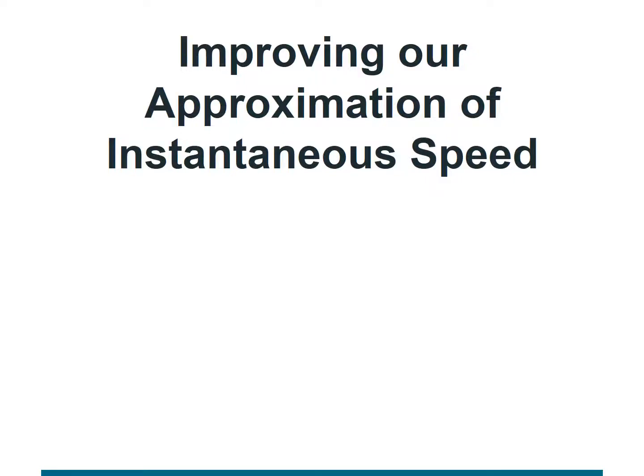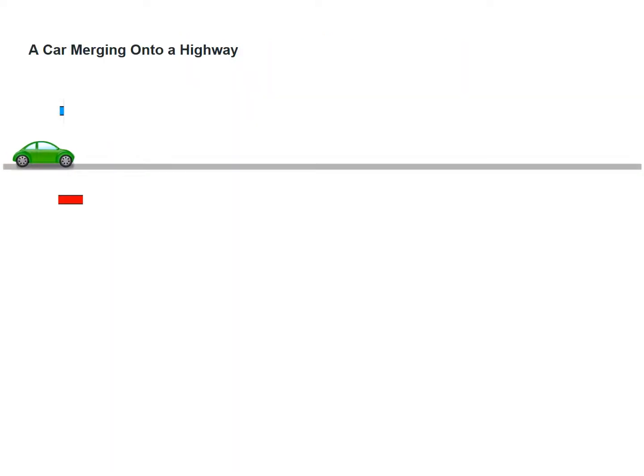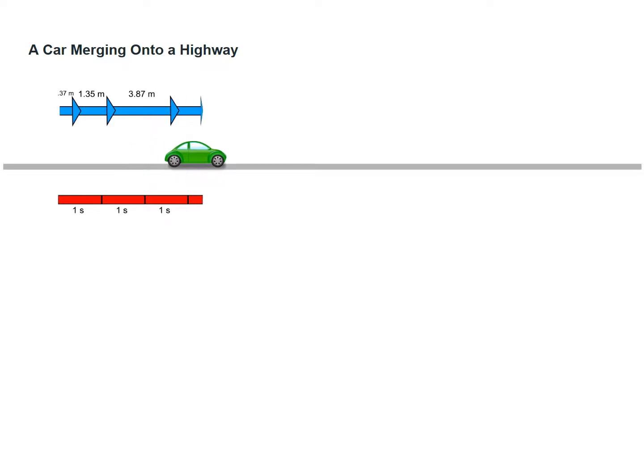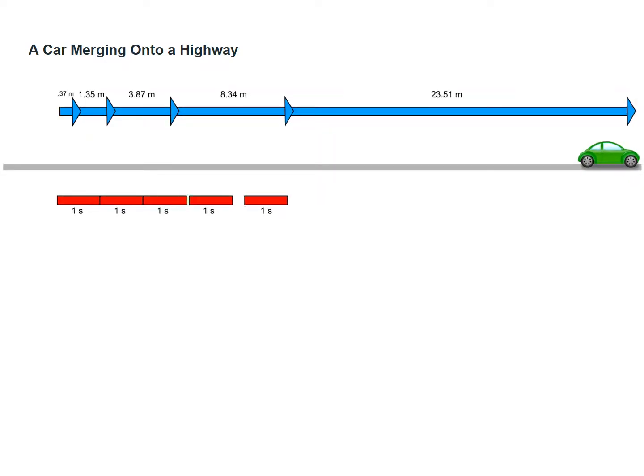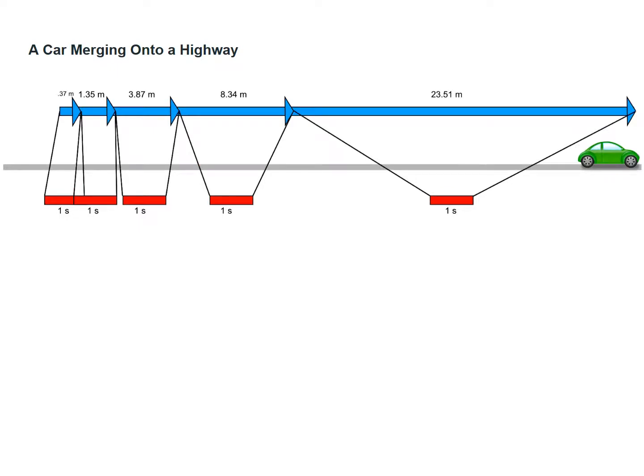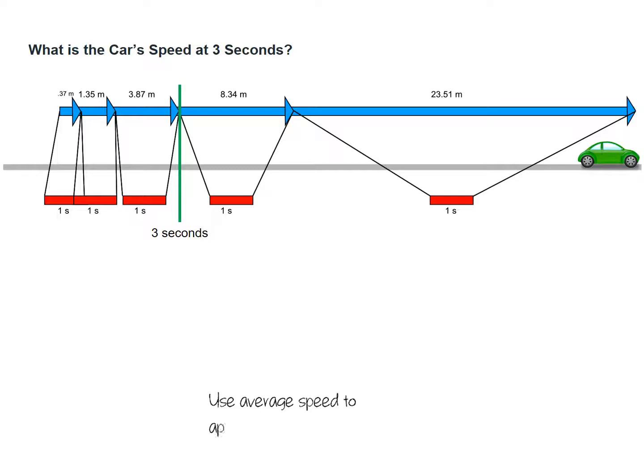In this video, we'll be looking at how we can improve our approximation of a car's speed at a specific moment in time. In the last video, we started by looking at a car that was increasing its speed as it merged onto a highway, and we focused on the amount of change in distance for each 1 second interval. We wanted to approximate the car's speed at exactly 3 seconds after it started to merge. Our general method was to use the average speed over an interval of time to approximate the instantaneous speed at 3 seconds.